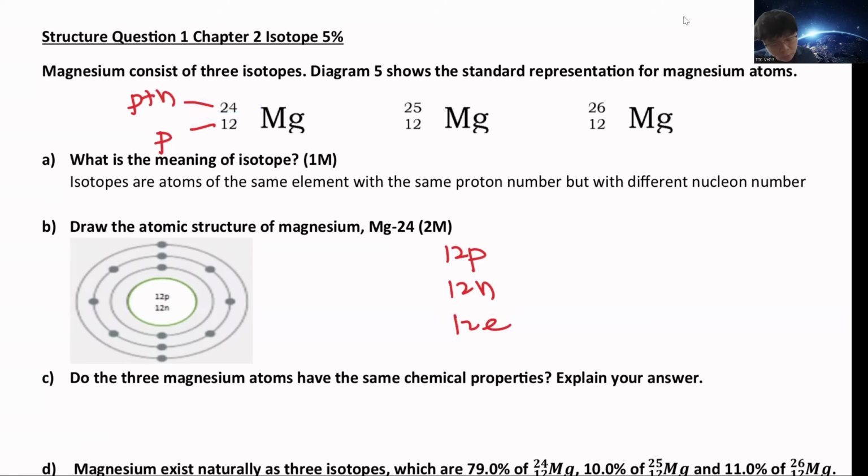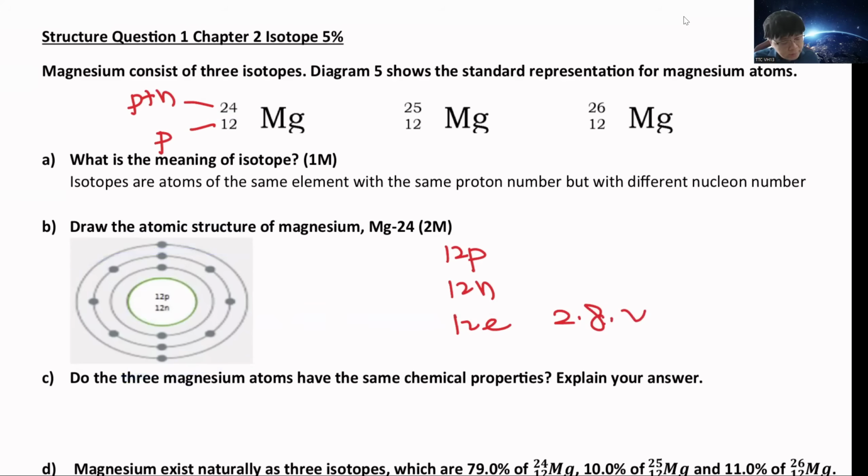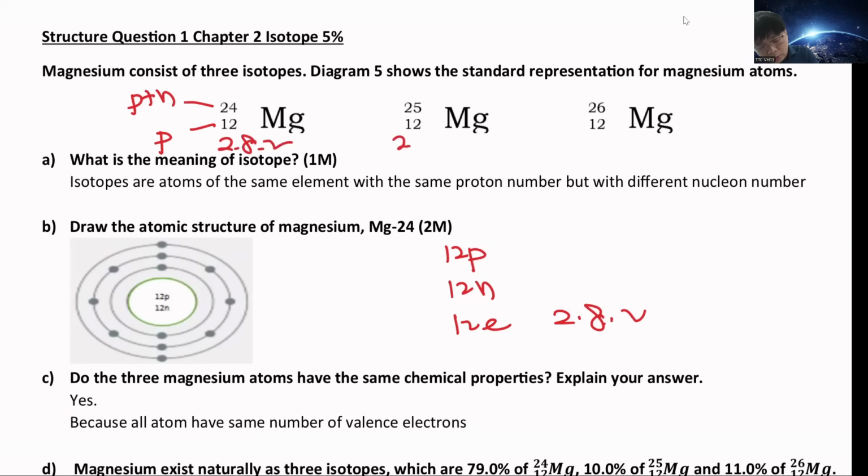Then you put the 12 protons and 12 neutrons in the middle, because protons and neutrons are in the nucleus. Then you draw the 2.8.2, because 12 will be arranged as 2.8.2. So you draw it out. This is how the answer looks. After that, they ask, do these three magnesium atoms have the same chemical property? Your answer is yes. Why? Because they all have the same number of valence electrons. All the electron arrangements are 2.8.2.